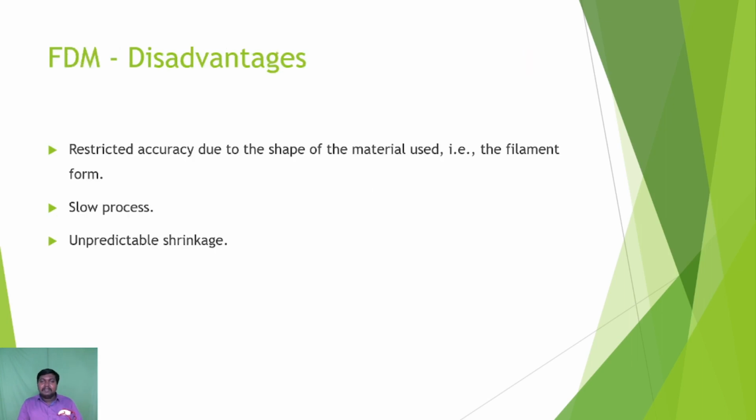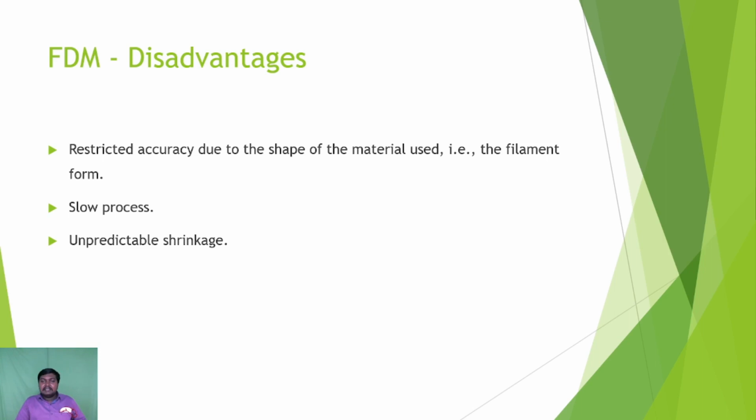And in FDM also, some disadvantages will be there. First one is restricted accuracy due to the shape of the material used. The filament is in standard form, standard diameter, and due to that there is restricted accuracy. It is a slow process. For a small object it will take more than an hour, and for a large product it will take 10 to 12 hours.